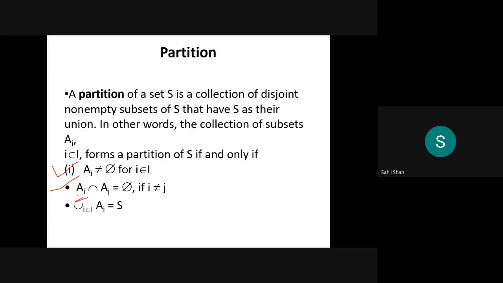What do you mean by partition? First of all, before going for examples, try to understand the concept. It is a collection of disjoint non-empty subsets in such a manner that they will not share anything in between. But if we take the union of all of them, they are going to form the original set. I hope I'm clear. Okay, let us proceed.